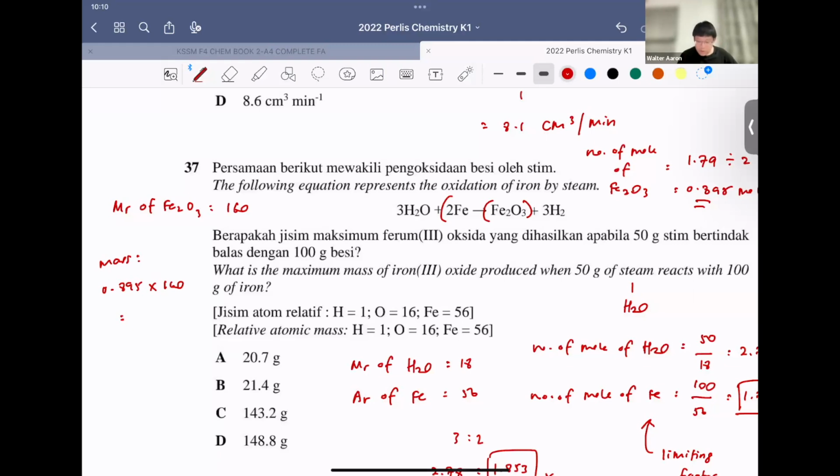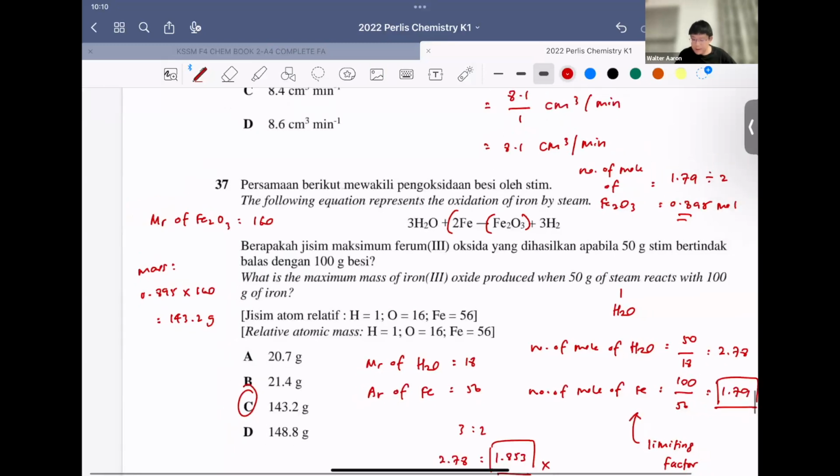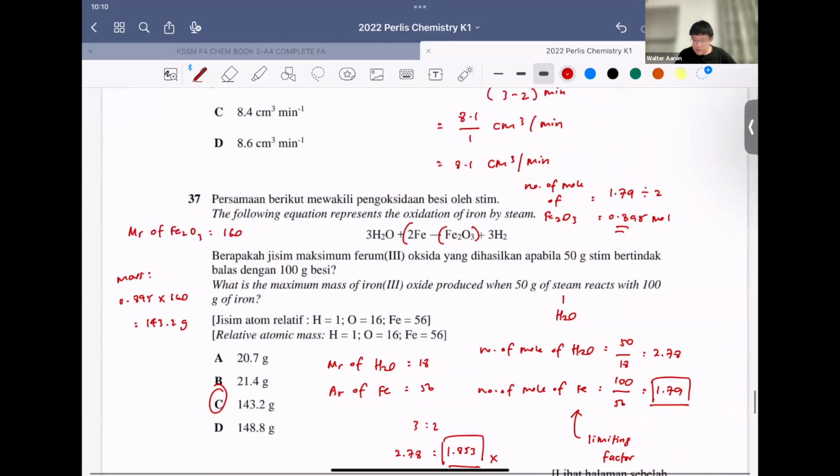The answer should be 143.2 grams, which is now going to be kept. All right, 38.